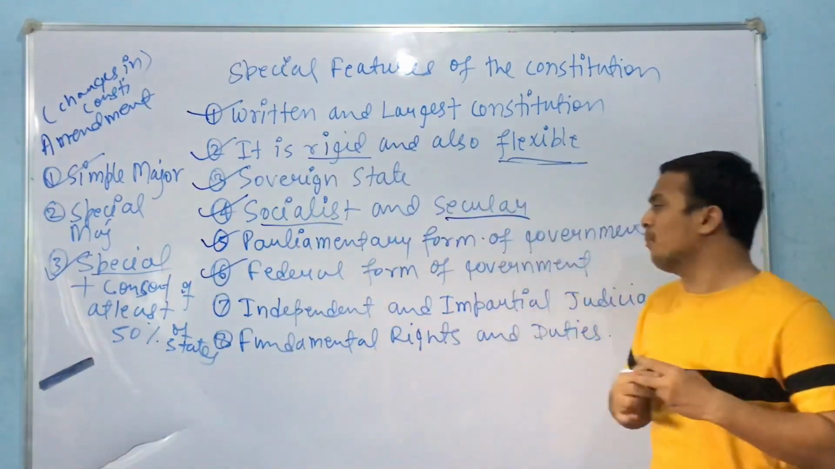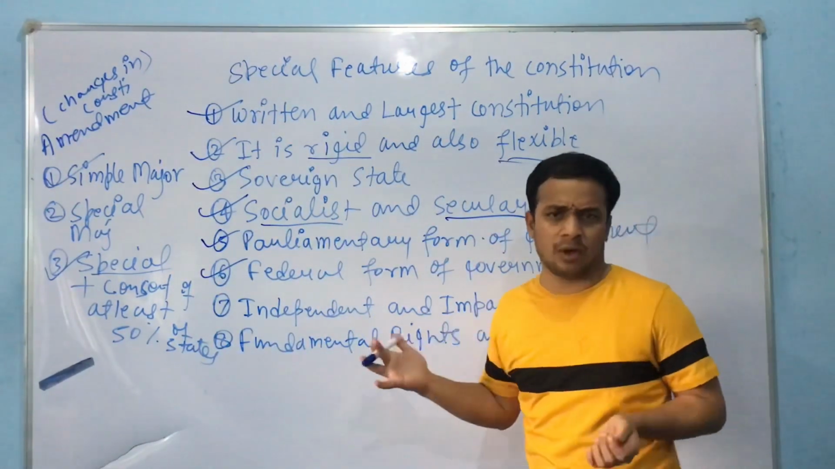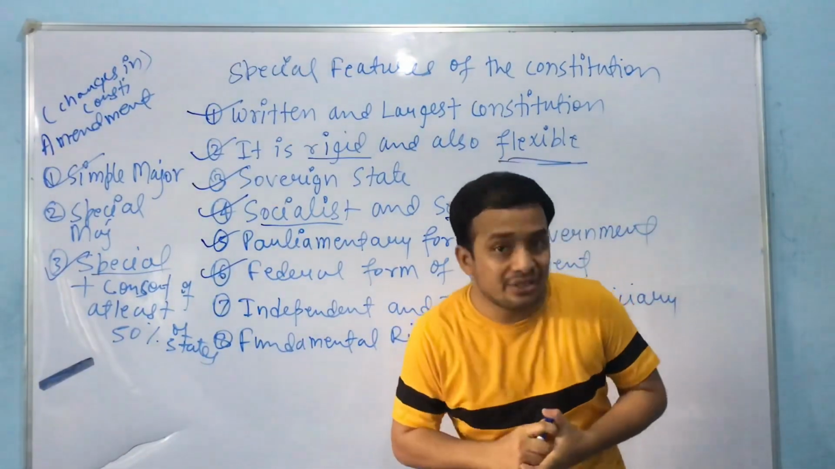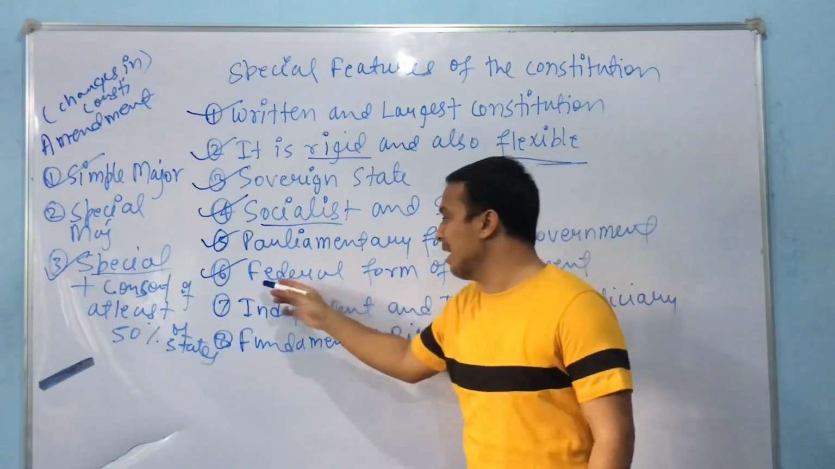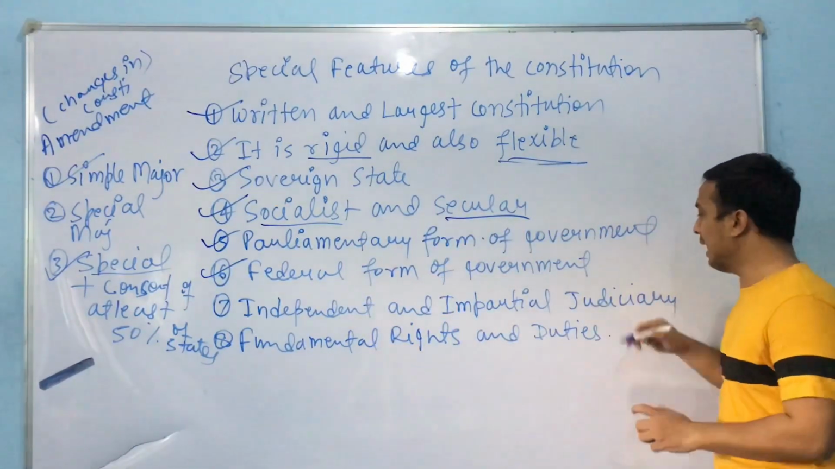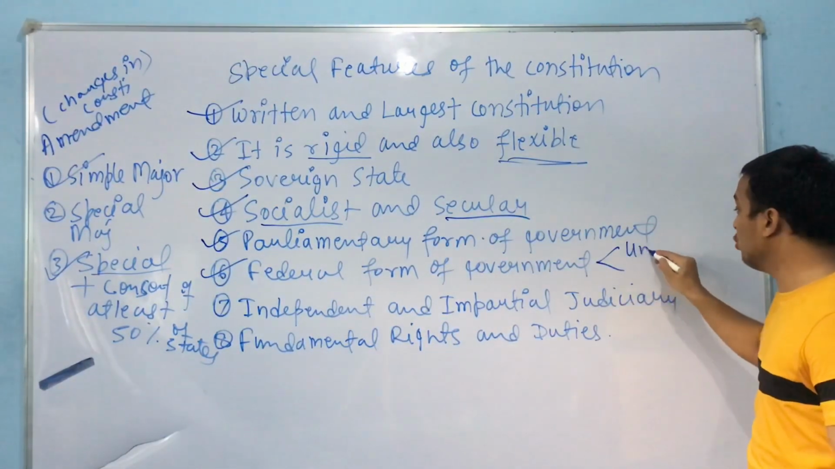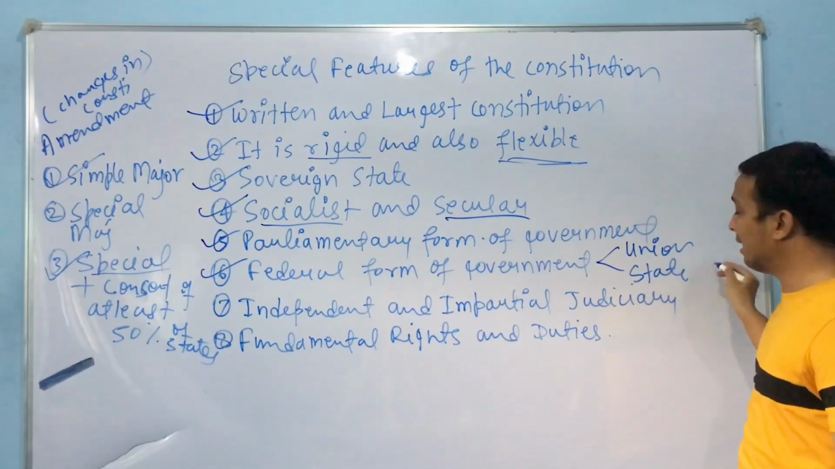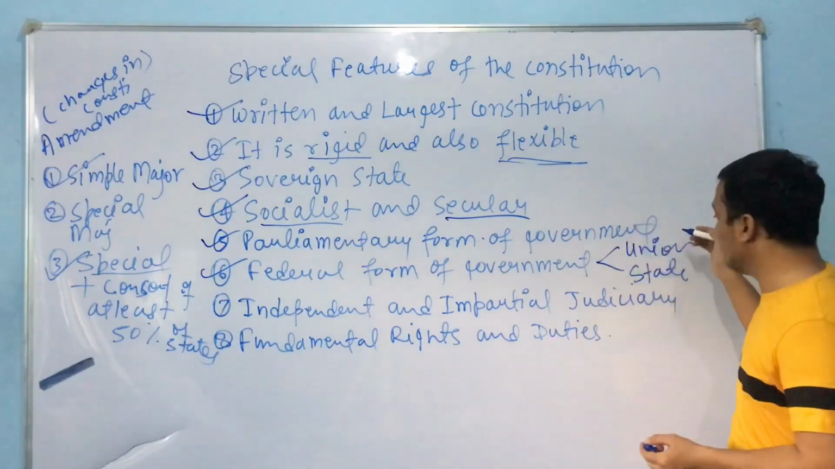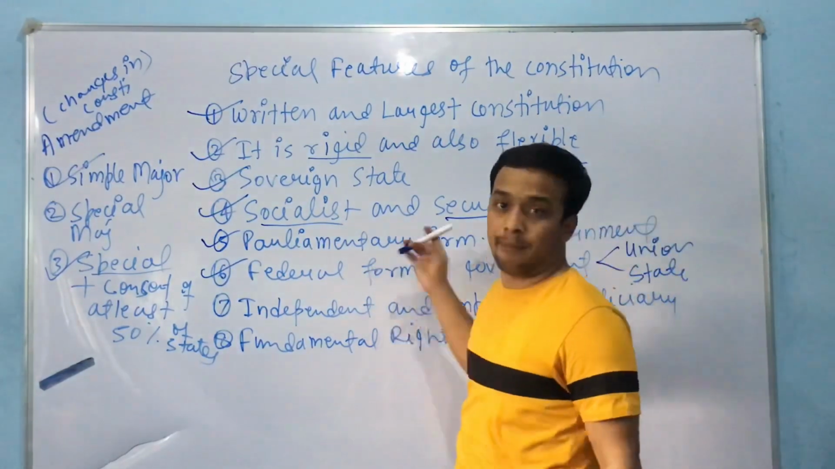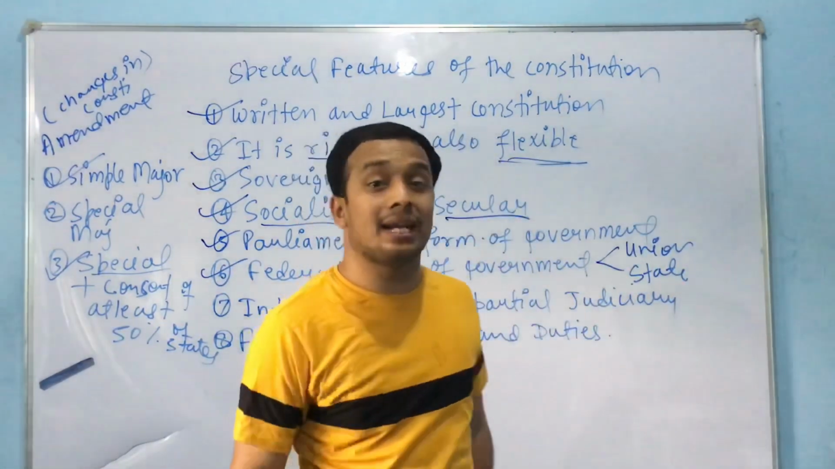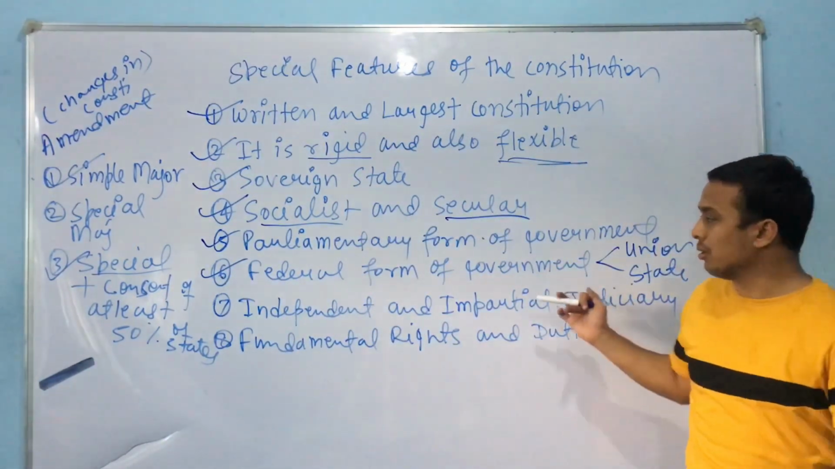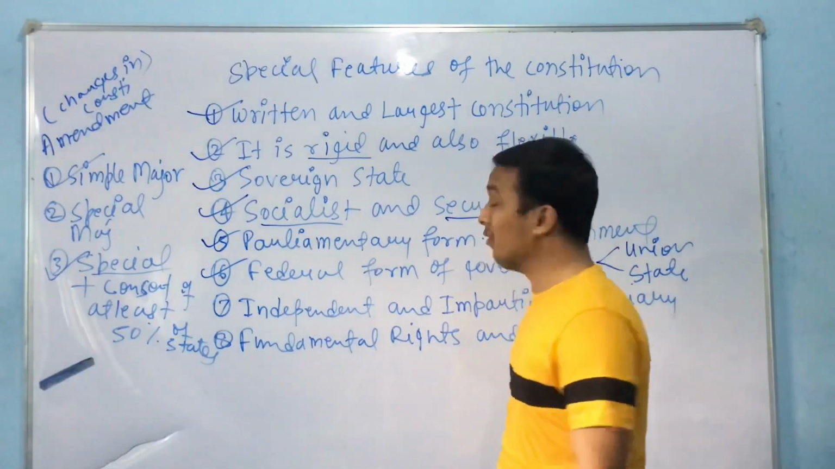Okay, federal form of government means simply two forms of government, that is one at the central level and other at the state level. So India is basically having federal form of government, that is basically at the union level it is central government, at the state level it is the state government. At the union level it is headed by the PM and at the state level it is headed by the CM. Got it? So that is federal form of government.